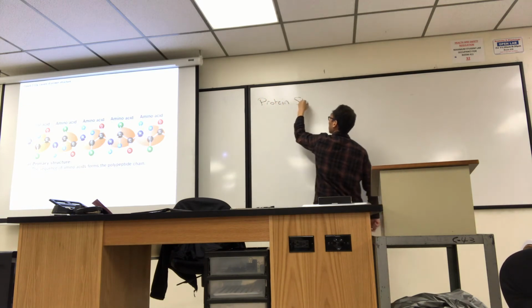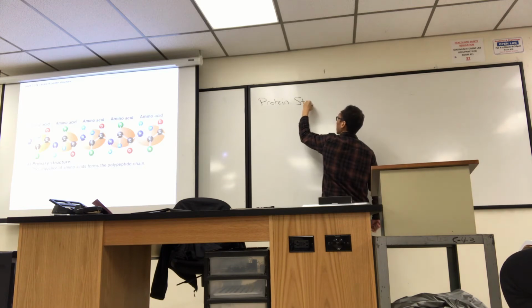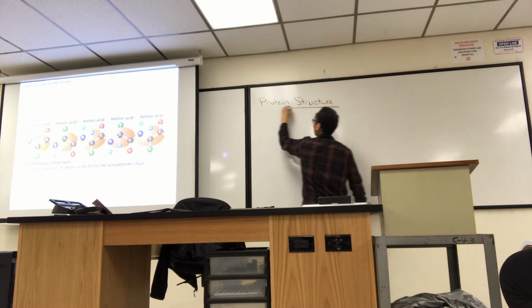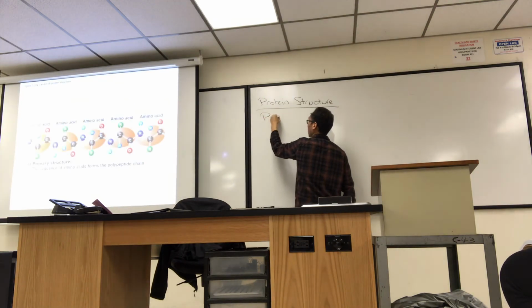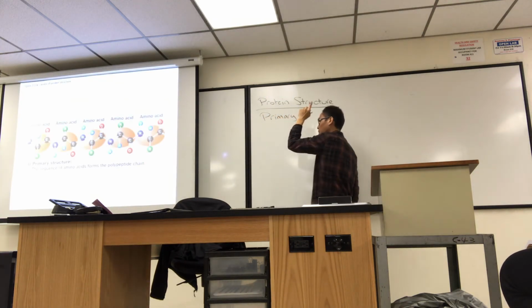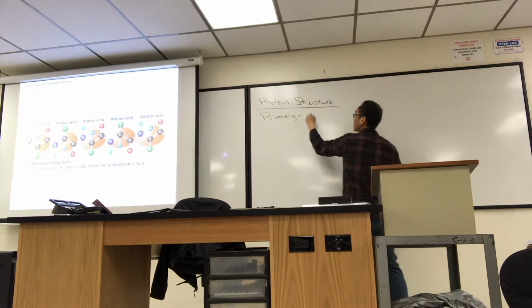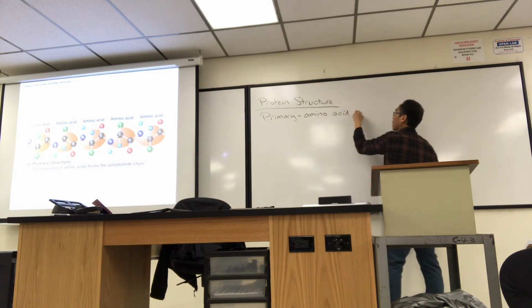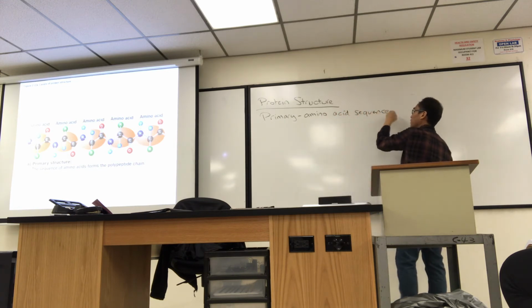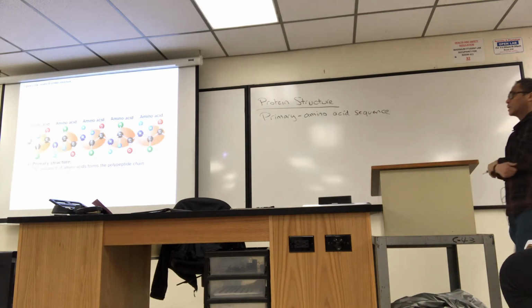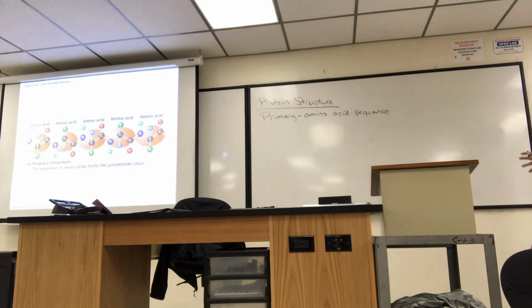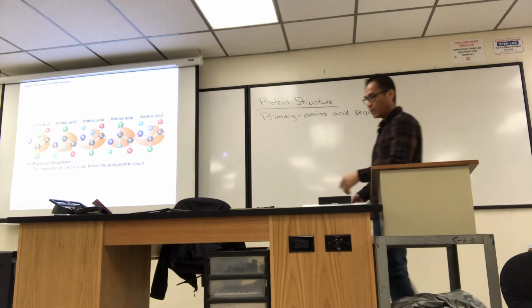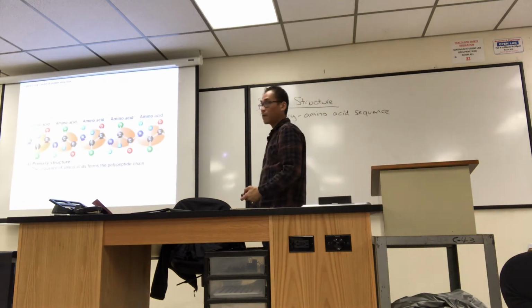Protein structure. So the primary level is shown here, strictly the amino acid sequence. If a cell makes a mistake, there's a mutation or something, and that sequence isn't correct, the protein won't fold correctly and it won't do anything. It'll be non-functional. So that's why that's important to know. The amino acid sequence must be correct.